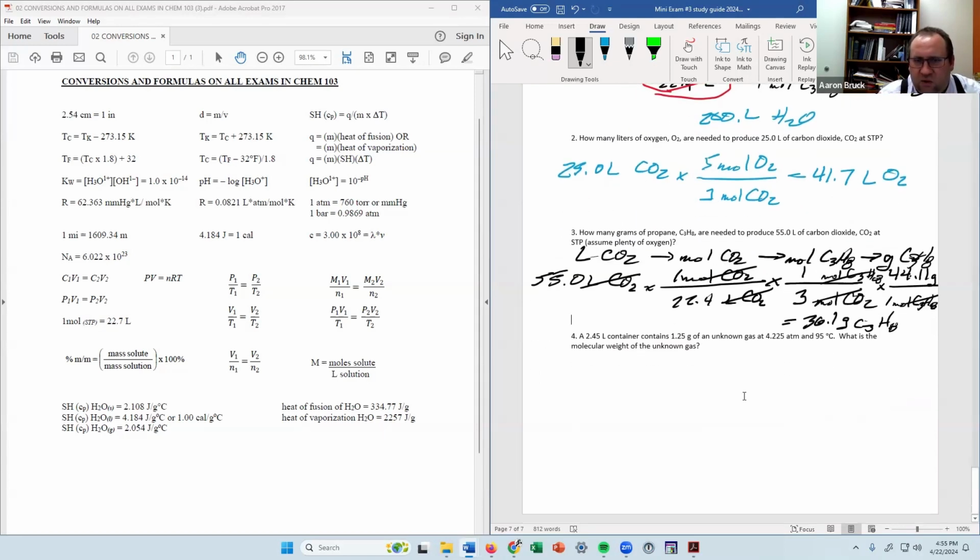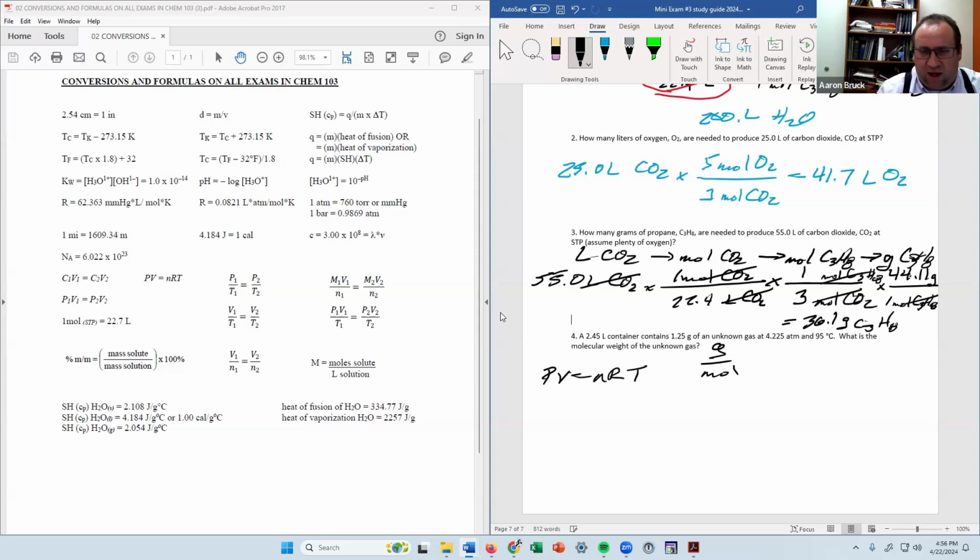All right, and then finally, last question on the study guide. Very similar to a question that we did at the end of class on Friday. We've got a 2.45 liter container. It contains 1.25 grams of an unknown gas at a particular pressure and temperature. Notice that those conditions are not STP conditions, so I cannot use the Avogadro relationship. I need to use the ideal gas law. So we want to know the molecular weight of the gas. For that, we need to do grams divided by moles. But before we can get to that spot, we need to know the number of moles.